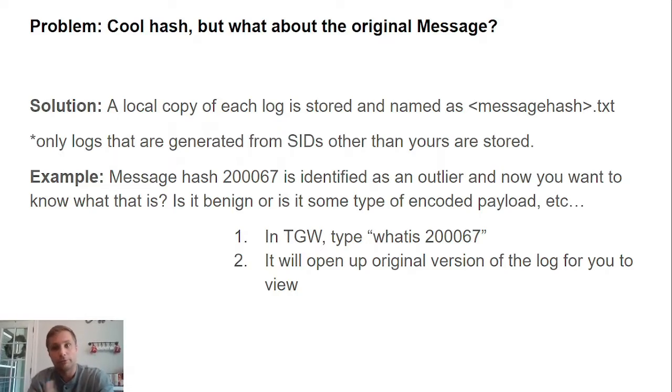So in the Greater Wall, from one of the main prompts, you just type "what is" and then the message hash, and it'll open up the original version of the log, so that way you can view it and read it and see what's going on there. It's as easy as that.